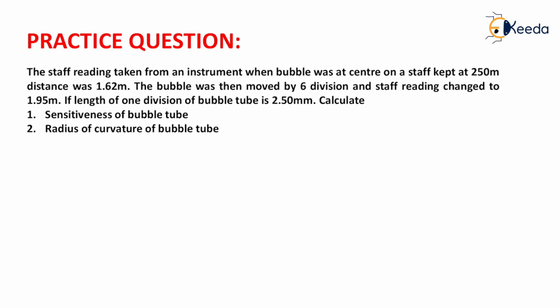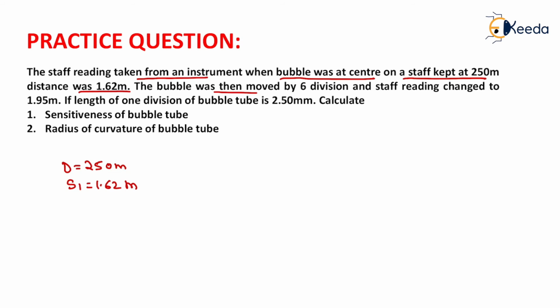Now one question is given: the staff reading taken from an instrument when bubble was at center on a staff kept at 250 meter. It means that the value of d is already given, that is 250 meter, which is shown here. The distance was 1.62 meter. It means that the value of S1 is already given. When the bubble was at center, the staff reading is 1.62 meter.